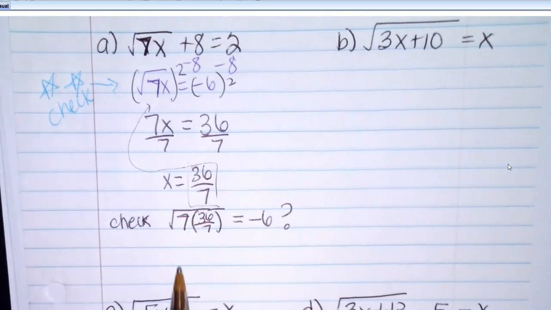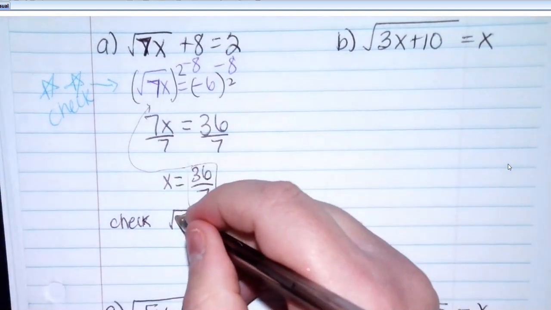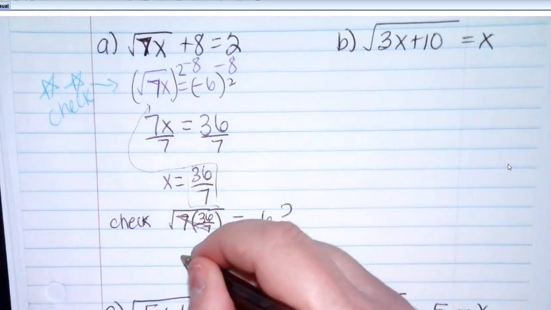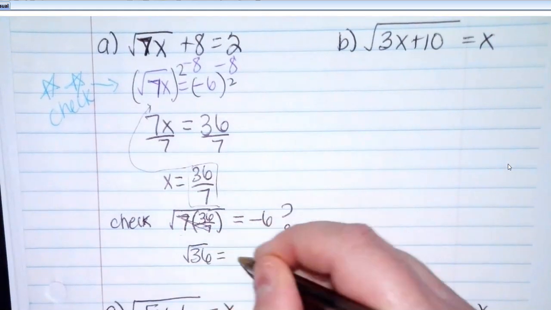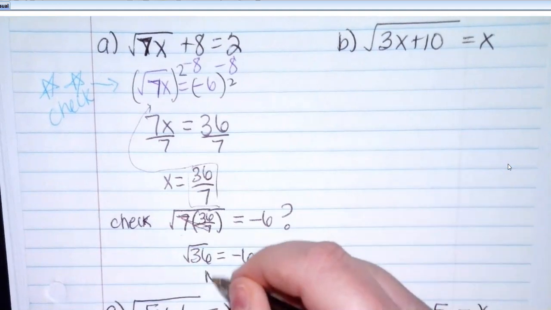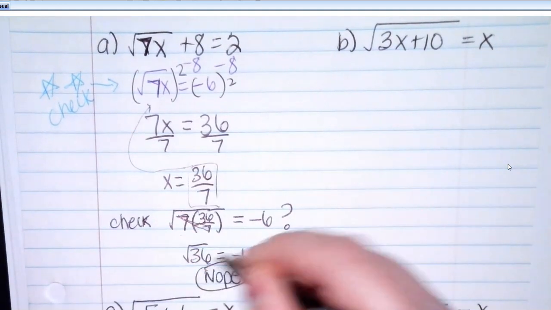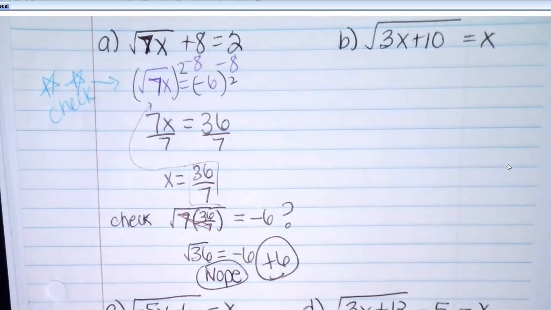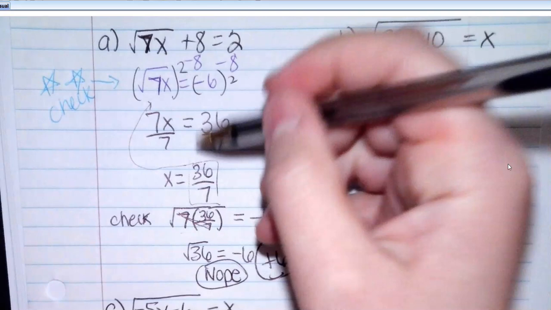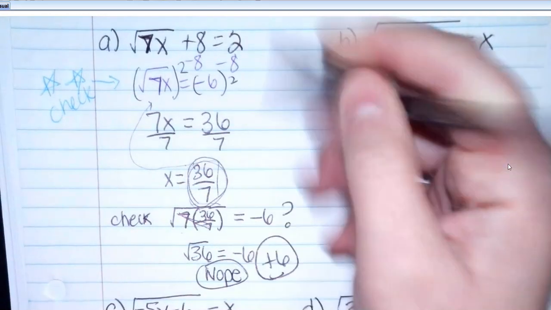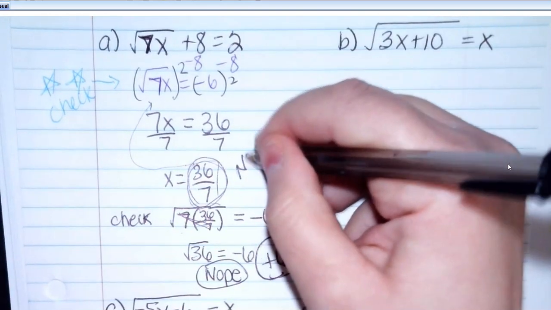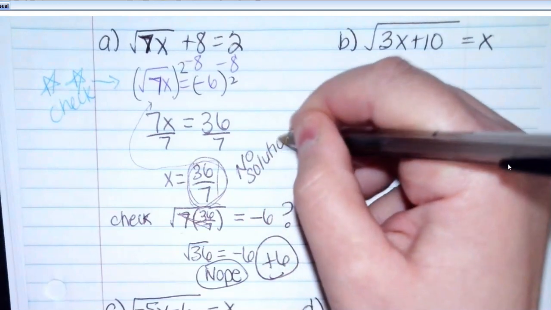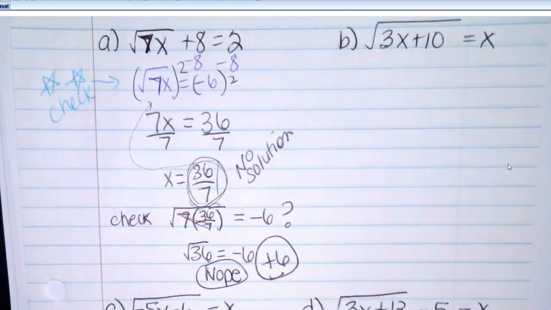If you actually multiply this, what happens here is the 7's cancel. So I get square root of 36 equals -6. That's not true, because the square root of 36 is equal to +6. So that's what the problem is. So this was my potential answer here, but because it doesn't work, I actually have to say here, I have no solution. There's no way I can solve that equation and get a real number answer. So for part A, no solution there.